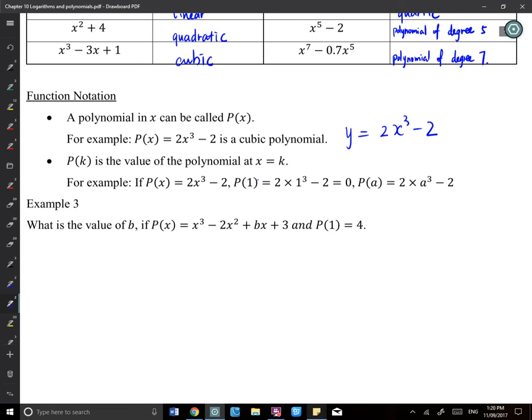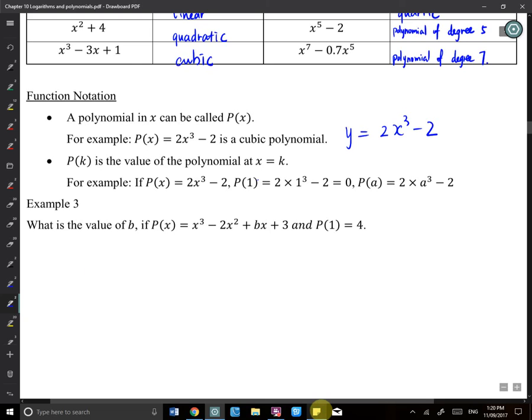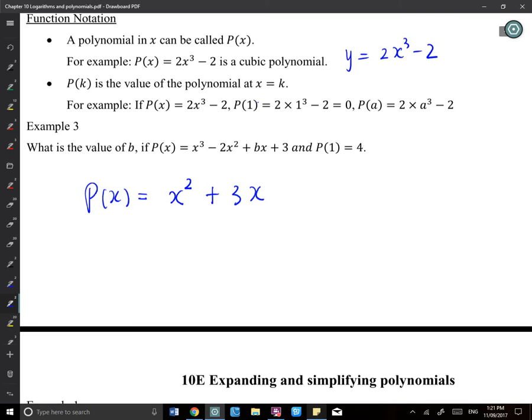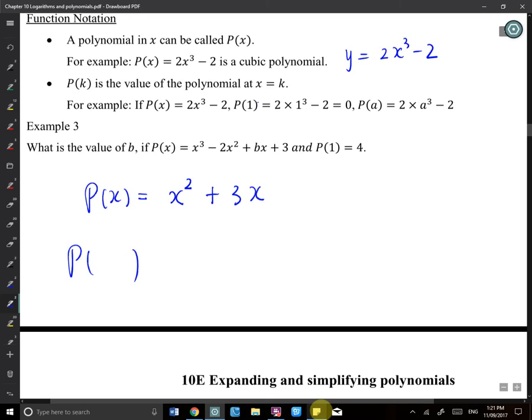It's like a machine, like a food machine. I put something into this machine and something comes out. How does the machine work? For example, we have P(x) equals x squared plus 3x. The position of x is the position where you put things in. It's the same as having some space to put things in.